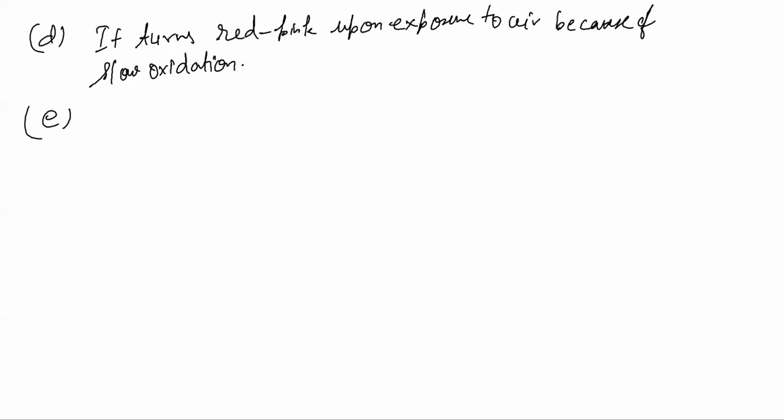Clear? Very well. Now, next point that we will write, E. You can write it is corrosive in nature. In bracket, concentrated. If it is concentrated, so it will be corrosive in nature. Okay.